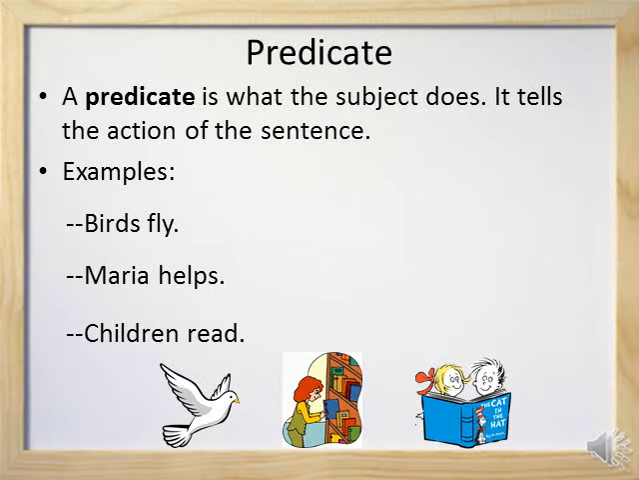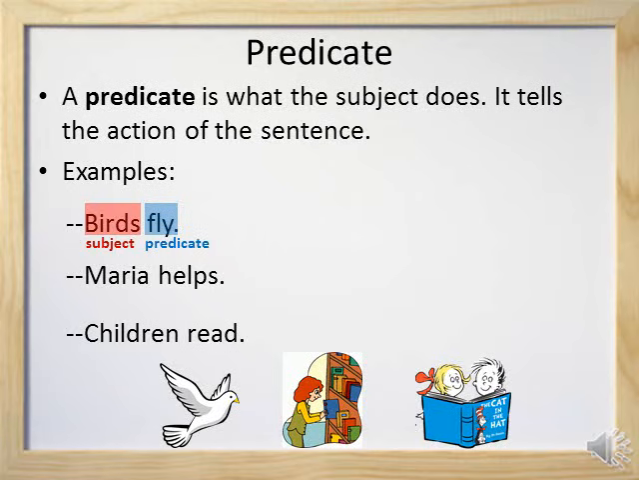Let's look at that first sentence, birds fly. First, let's identify the subject. Who or what is this sentence about? Birds. Birds is the subject. So the predicate tells us what the subject does. What do the birds do? What's the action? Fly. So fly is the predicate of this sentence.